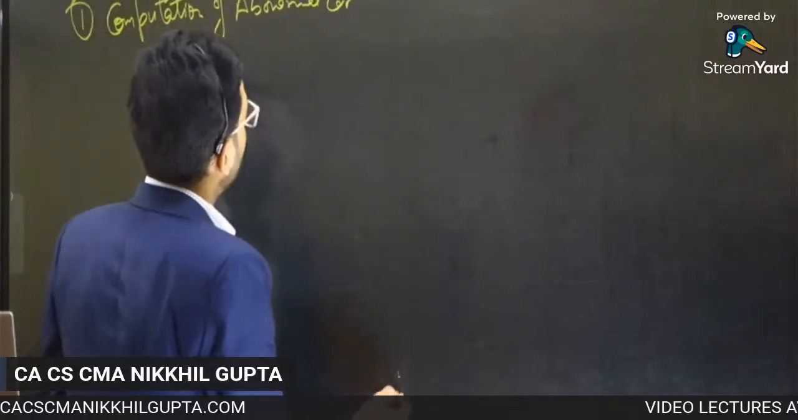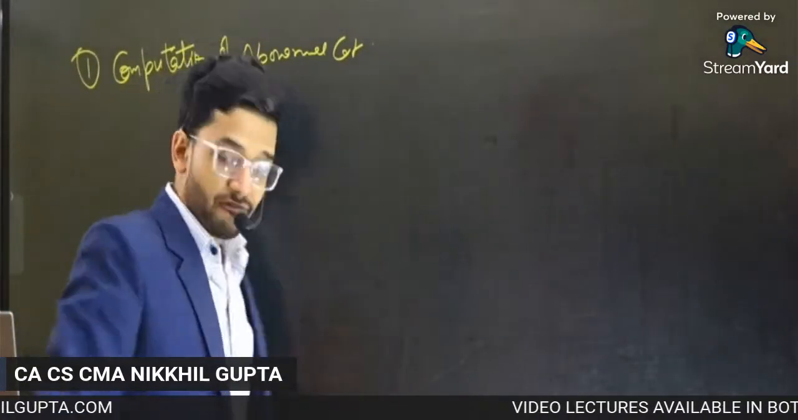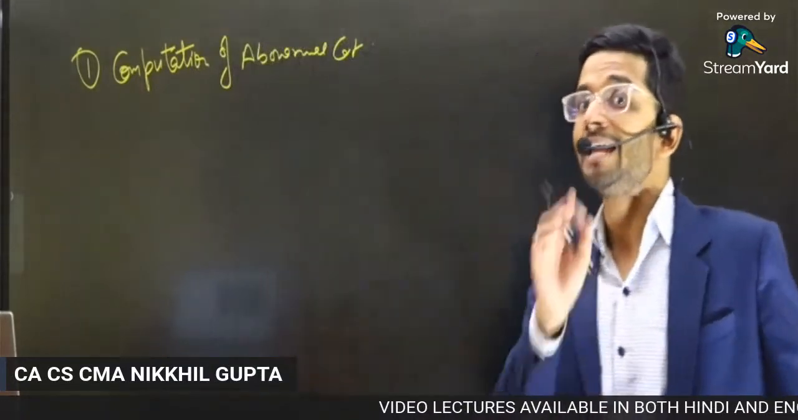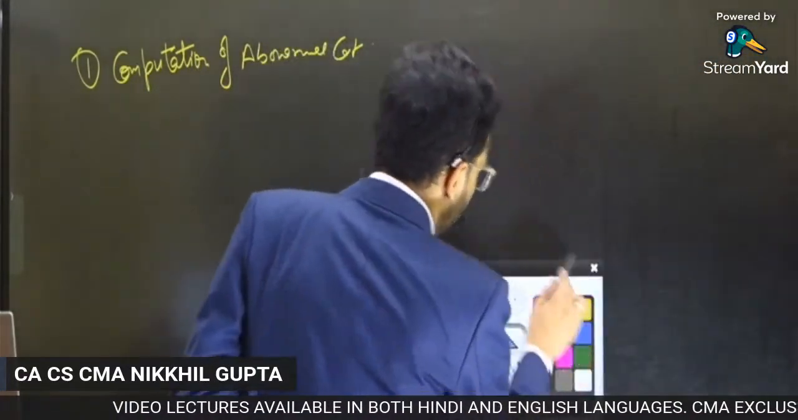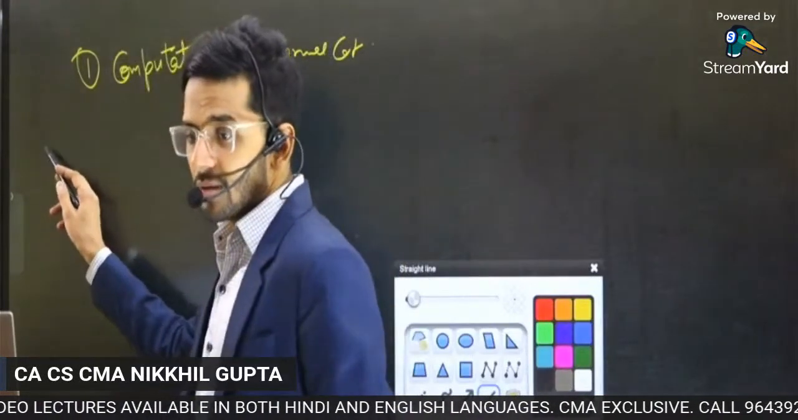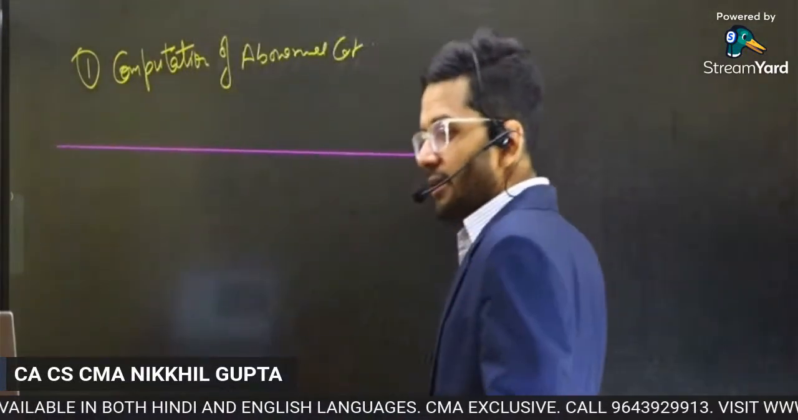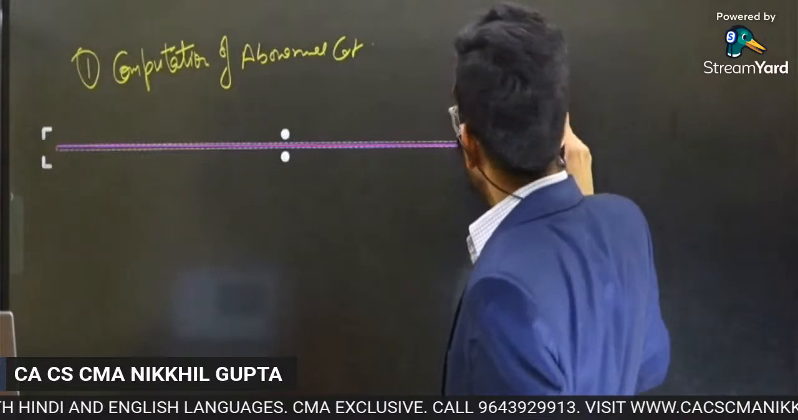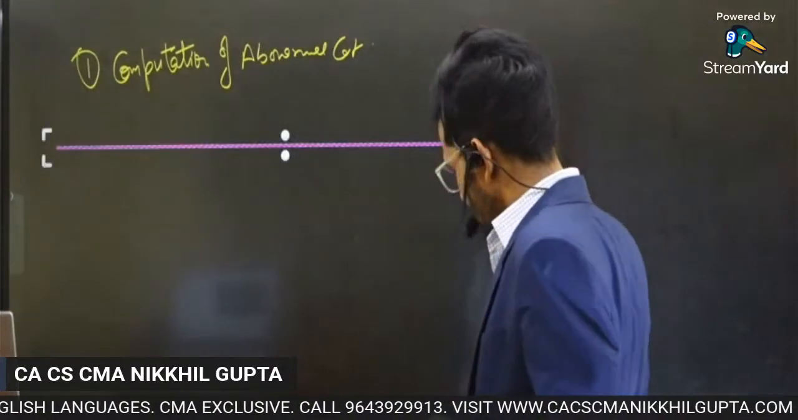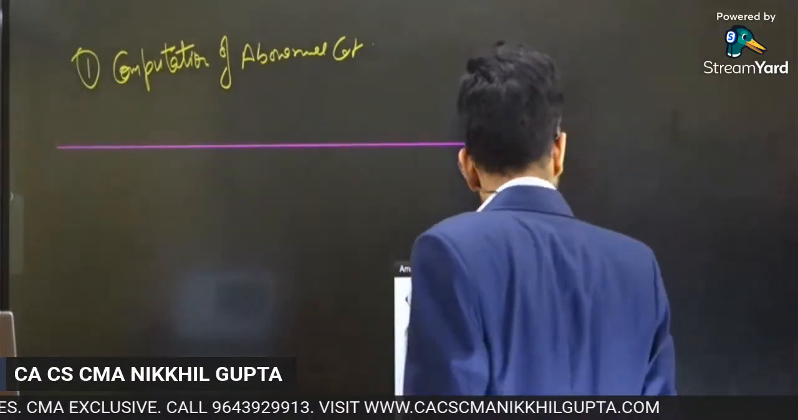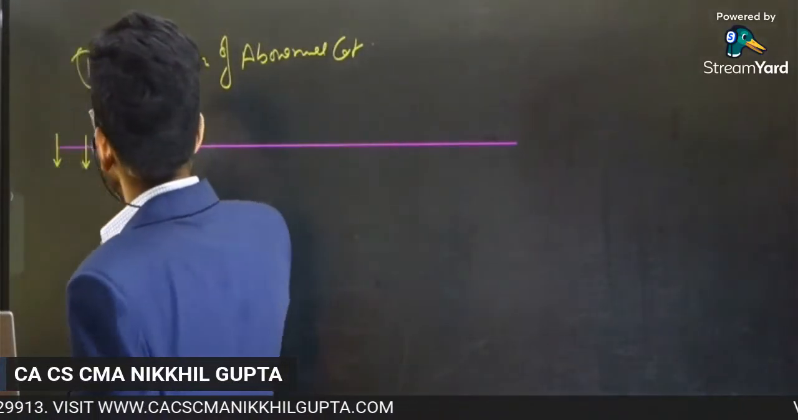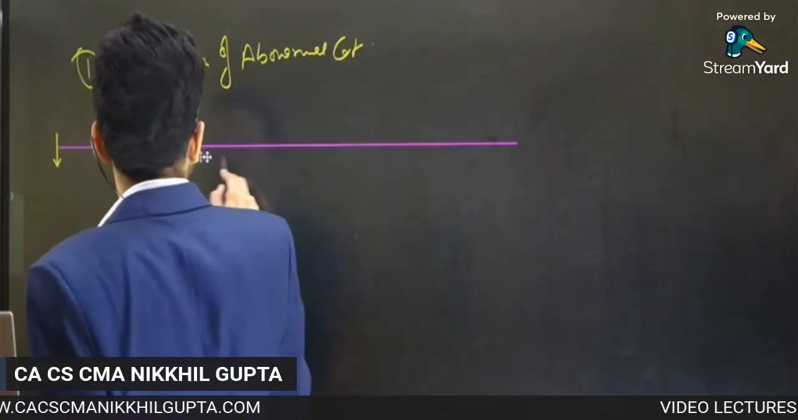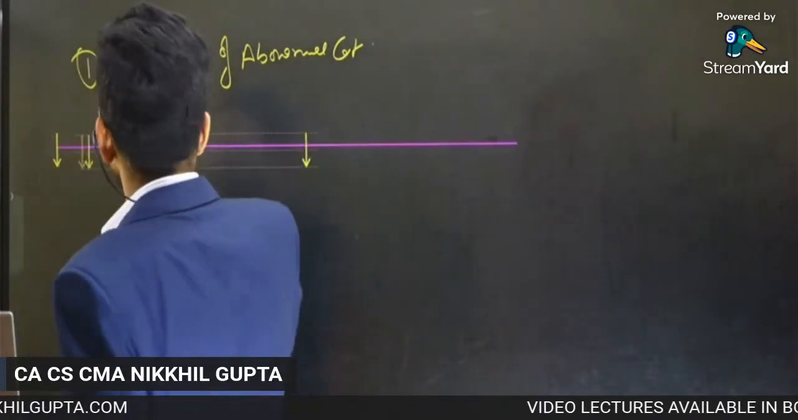Now, wherever a question on abnormal cost comes in your examination, the first thing you need to do is prepare a timeline. Do prepare a timeline, and plot all the events which have happened during this particular period. So I'm drawing a timeline. And what will I do with this timeline? I will put all the critical events on this timeline.